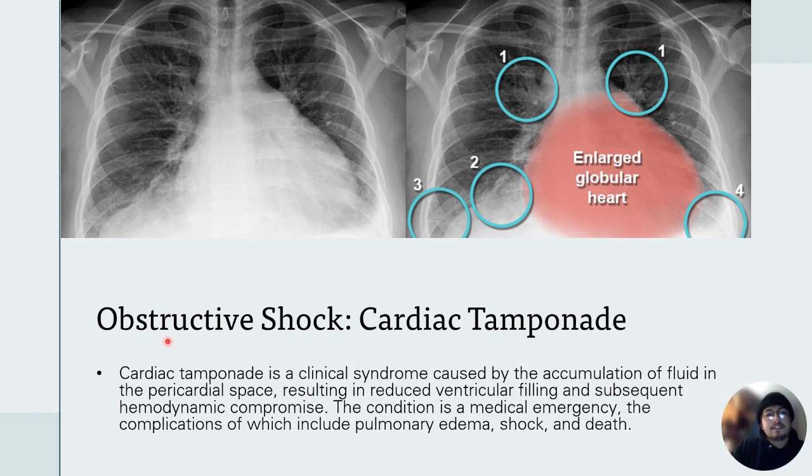And as you can see, here's a nice little example of fluid overload in the pericardial space. You see the heart silhouette, but then this huge amount of fluid building up, and all these vascular markings are overloaded as well.